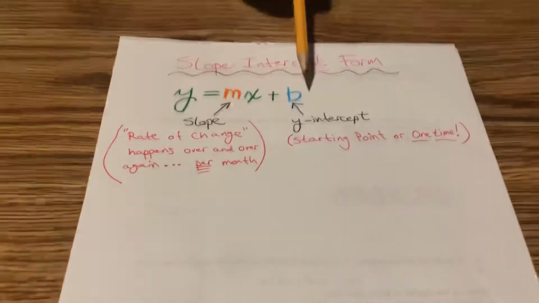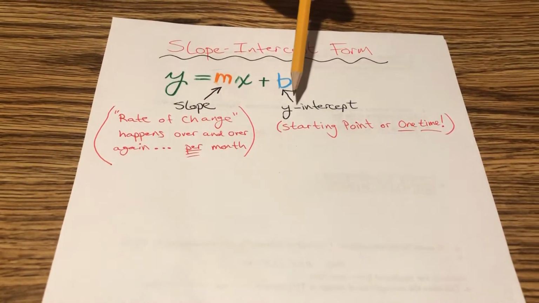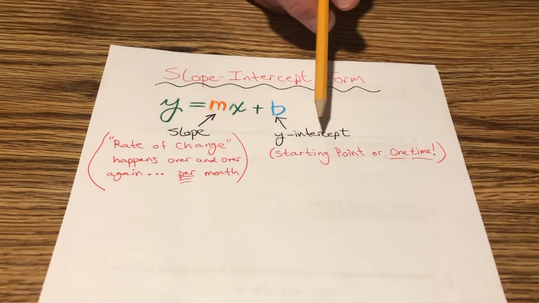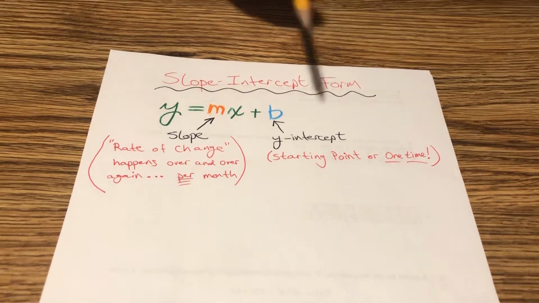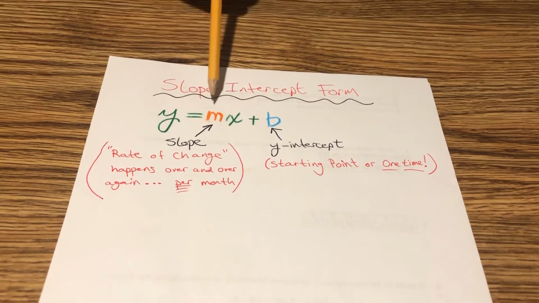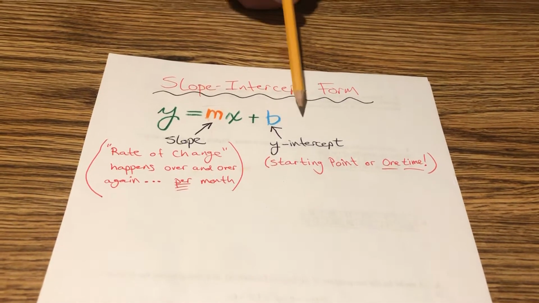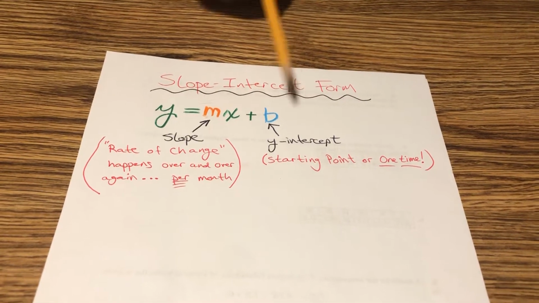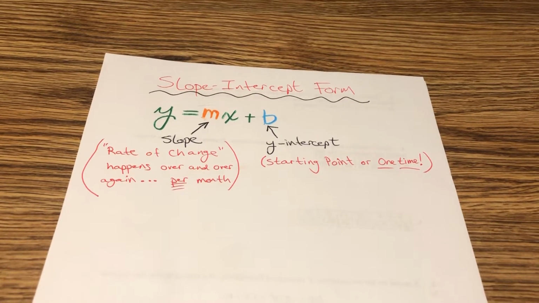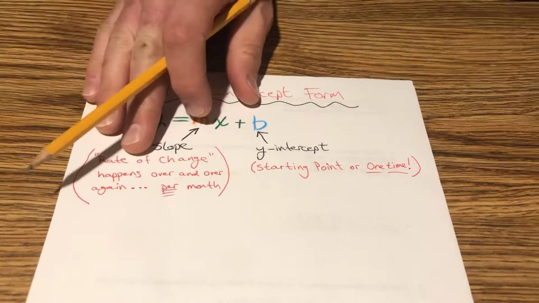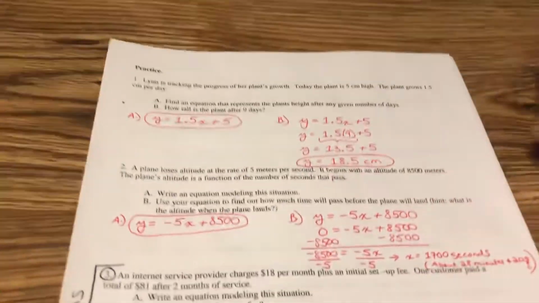Anyway, b would be the starting point, or happens one time. Back to the gym example, okay? $10 per month is your slope, your rate of change. $50 sign-up fee, which only happens one time, would be your starting point. Let's see how that would look on a word problem, okay?